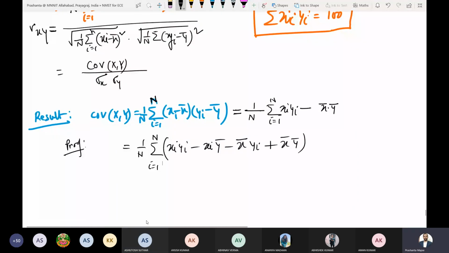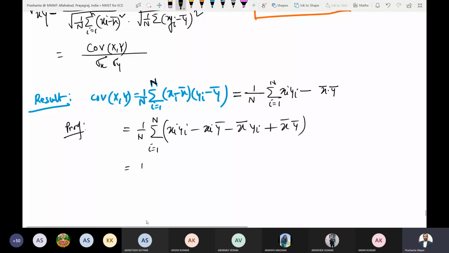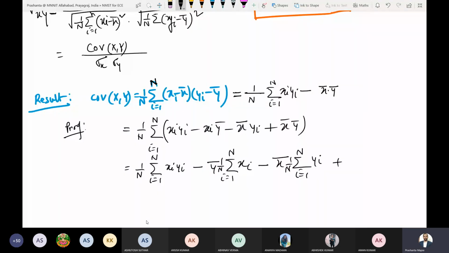Yes, sir. So the first term is 1 by n summation i equals 1 to n xi yi. Minus y bar, which is a constant value, so it comes out of the summation, with 1 by n outside. Minus x bar, which is also outside, with 1 by n outside, summation i equals 1 to n yi, plus x bar y bar. So what is the second term and third term?